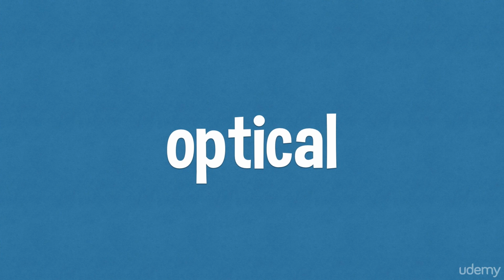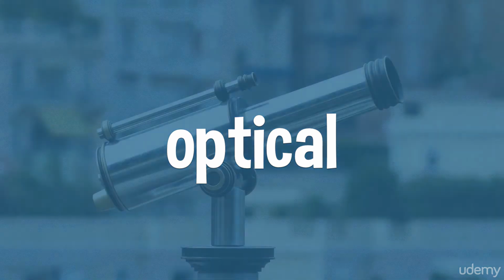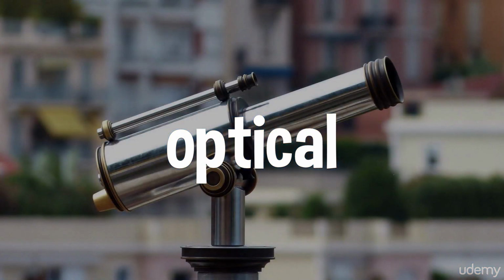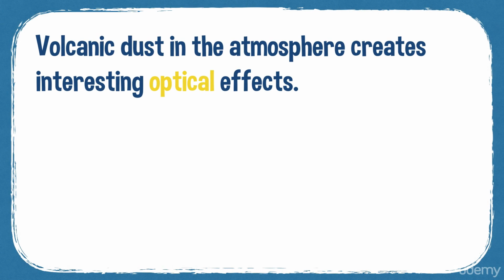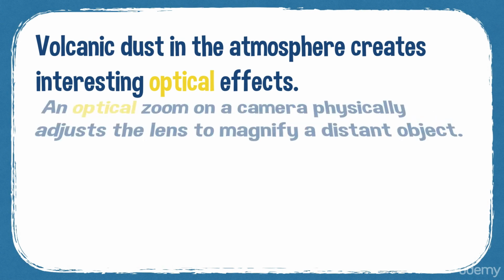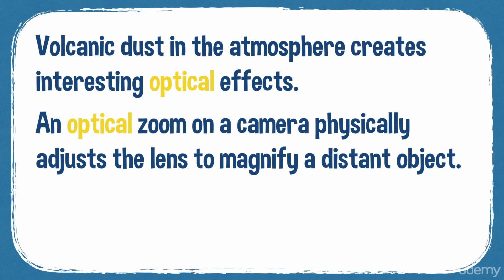Optical is your next word, optical. Optical devices and processes and effects involve light or vision or images. It's basically anything to do with vision, light or images. Here's an optical telescope, so you can look at the stars. Volcanic dust in the atmosphere creates interesting optical effects. An optical zoom on a camera physically adjusts the lens to magnify a distant object.